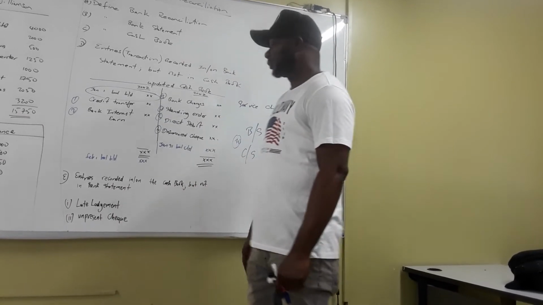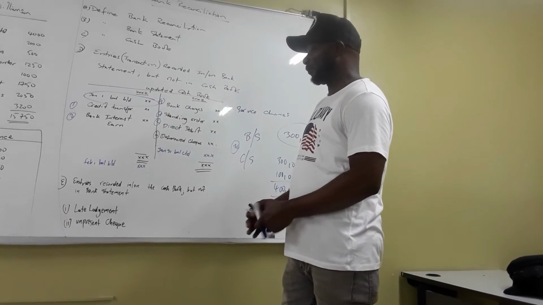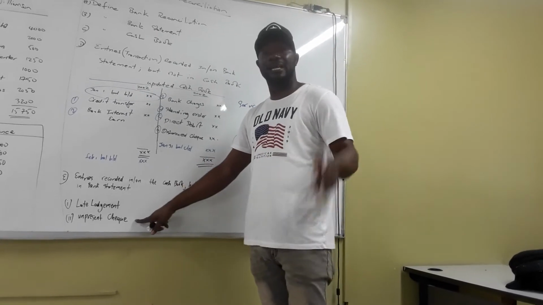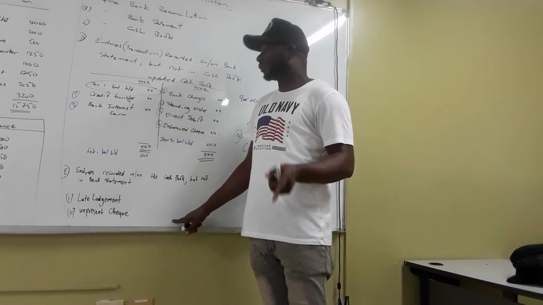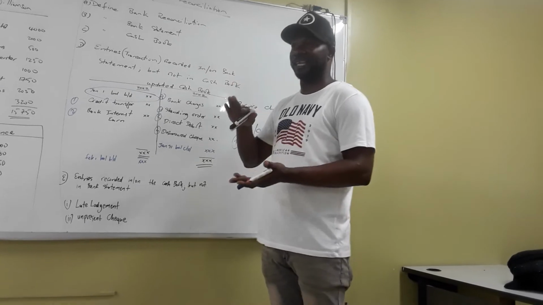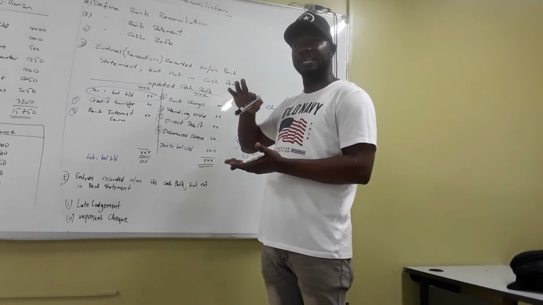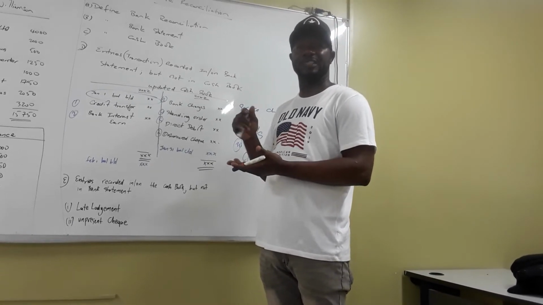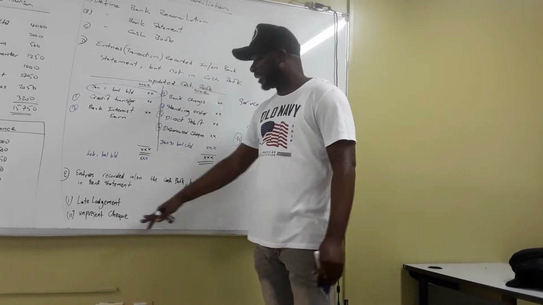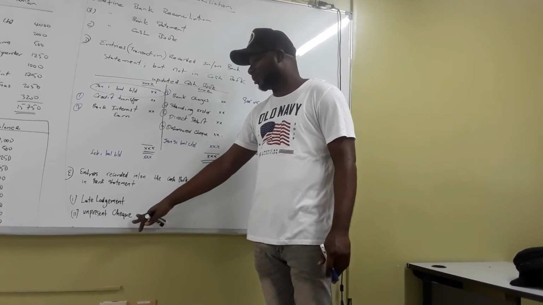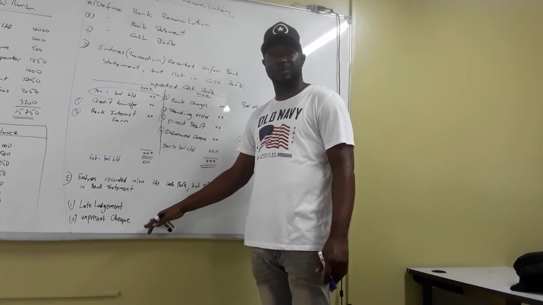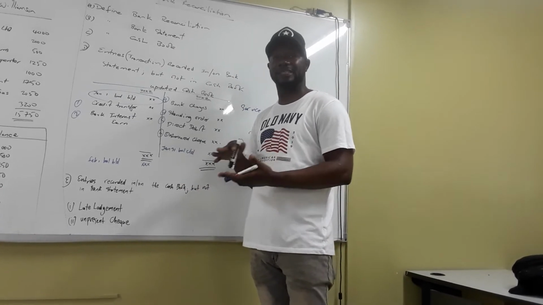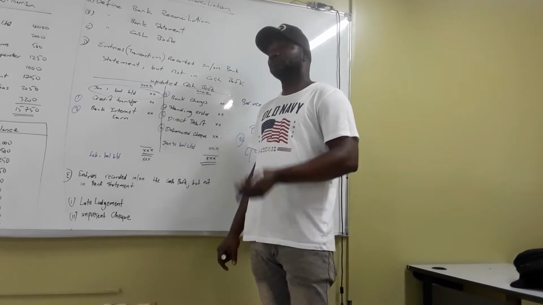Unpresented checks. Now, unpresented checks make reference to payments that the account holder would have made. So these payments would have been on which side of the cash book? The payment side of the cash book. Now, which side is known as the payment side of the cash book? The credit side. So these transactions would have been recorded on the credit side of the cash book, right? And they're called what? Unpresented checks. Why are they unpresented?